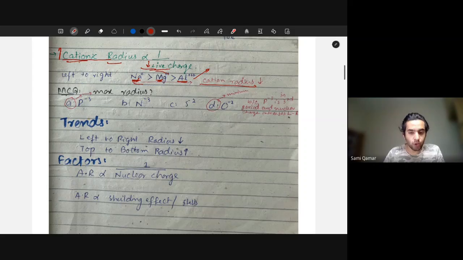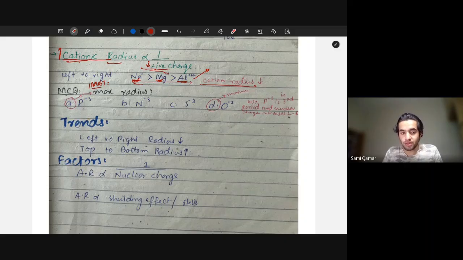Okay, so this is the way IMAT asks questions. Although IMAT didn't ask from atomic radius this way, it asked about ionization energy and electronegativity. What is the maximum? So all these are different elements. Which one will have the maximum radius?